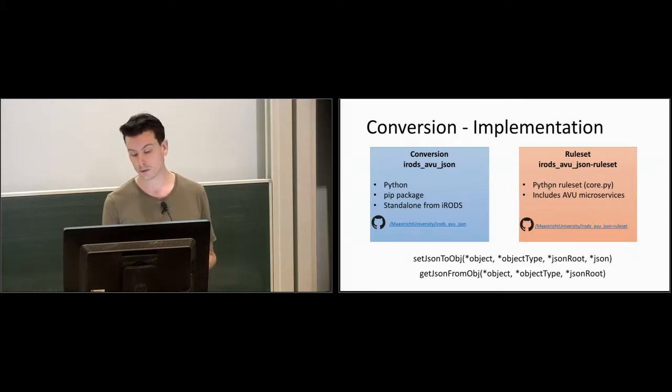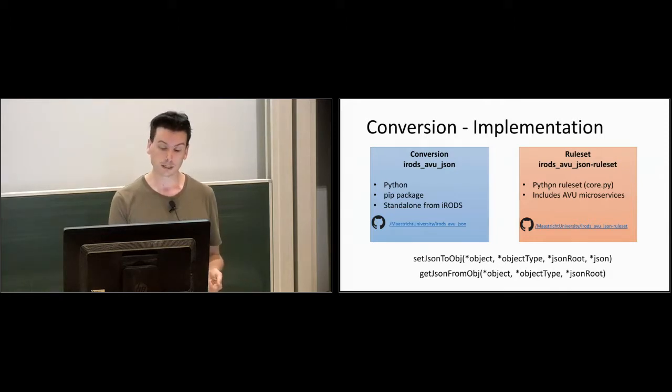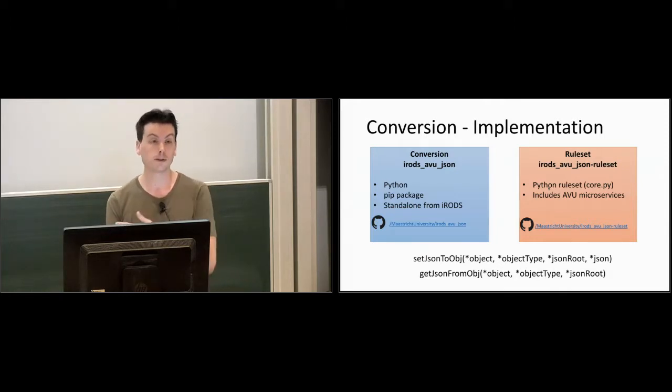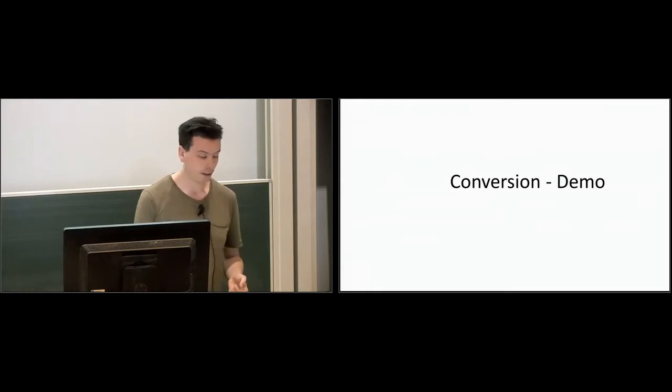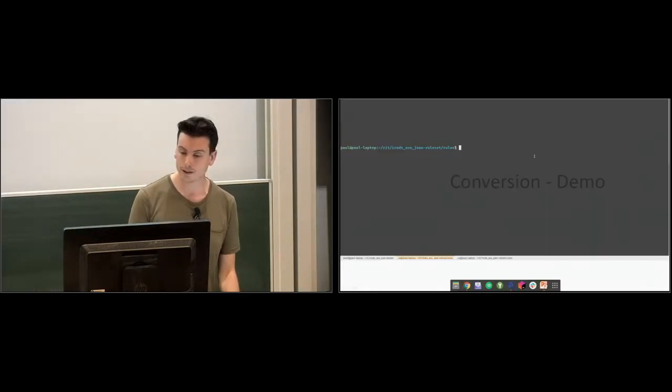It provides two very simple functions, and these are the signatures. Set JSON to object: the object type, the JSON root you want to use, and the JSON. Get JSON from object type, and the JSON root that you want to extract. I guess there's now a demo, yes. So let's see if that works.